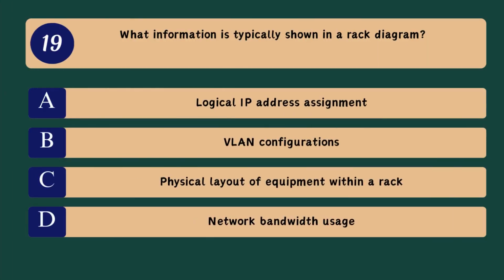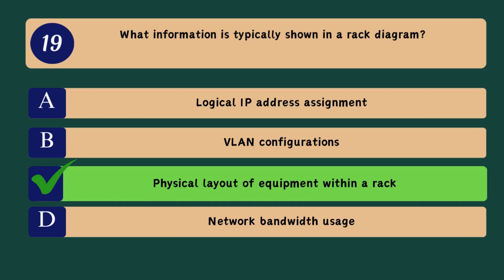Question 19. What information is typically shown in a rack diagram? A. Logical IP address assignment. B. VLAN configurations. C. Physical layout of equipment within a rack. D. Network bandwidth usage.